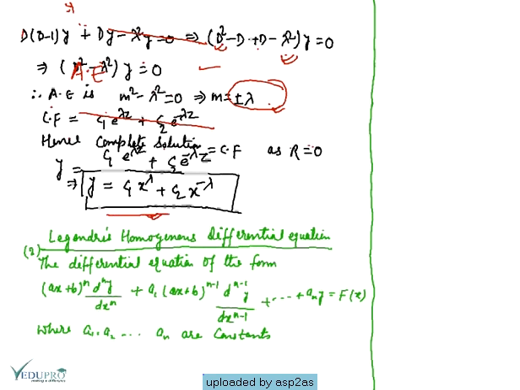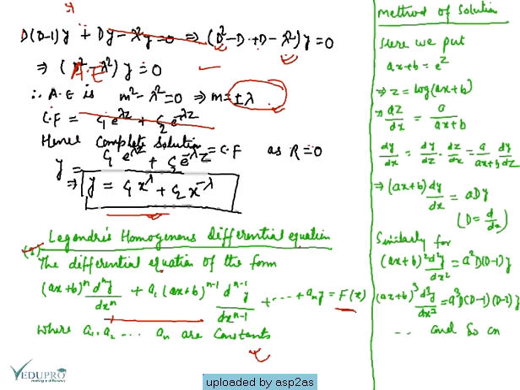Second form is Legendre's homogeneous differential equation. So a differential equation which is in this form: (ax plus b) to the power n d^n y upon dx^n plus a1 (ax plus b) to the power n minus 1 d^(n minus 1) y upon dx^(n minus 1) plus dot dot plus an y is equal to f(x), where these a1, a2, an are constants. So this type of equation is called Legendre's homogeneous differential equation.